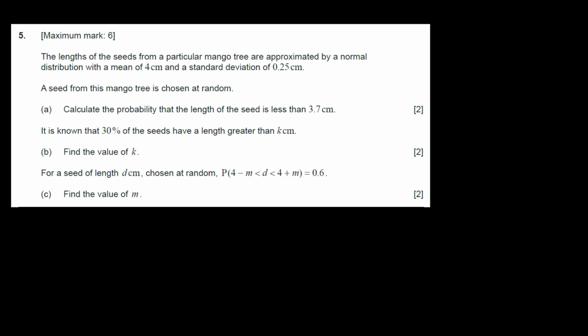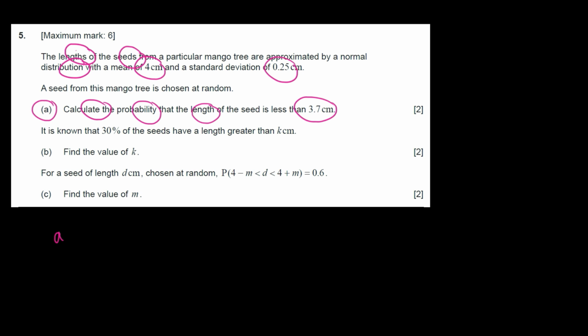This is a paper 1 question, normal distribution. Let's have a look. The lengths of the seeds from a particular mango tree are approximated by a normal distribution with a mean of 4 centimeters and a standard deviation of 0.25 centimeters. A seed from this mango tree is chosen at random. Part A, calculate the probability that the length of the seed is less than 3.7 centimeters.